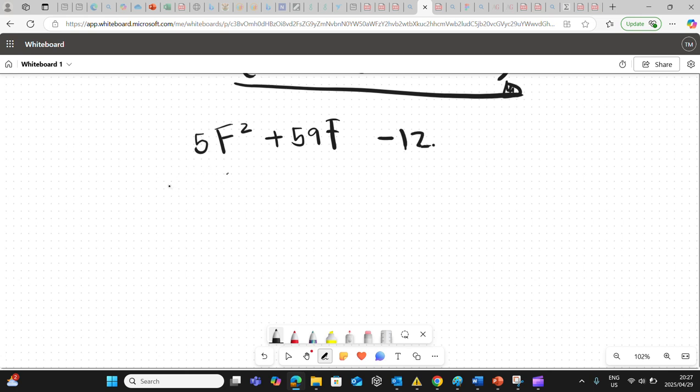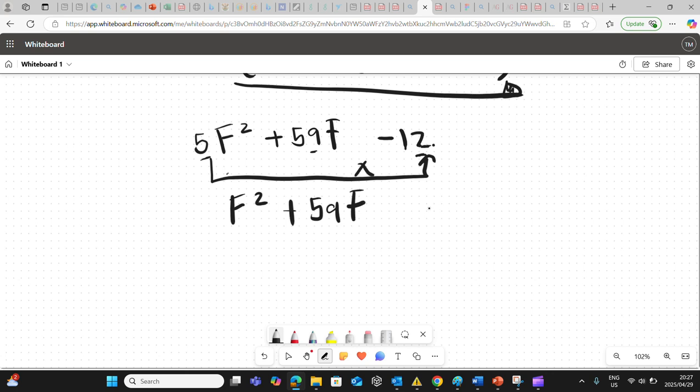Again, there is no common factor. You should always check, is there a common factor? 5 does not go into 59, nor does it go into 12. So there's clearly no common factor. So what do we do first? We take this 5 and we multiply it with the 12. It goes away from there, and we end up getting 5 times 12 is a 60.